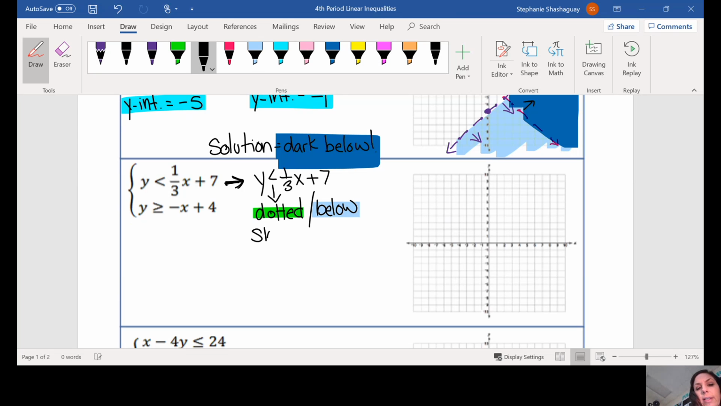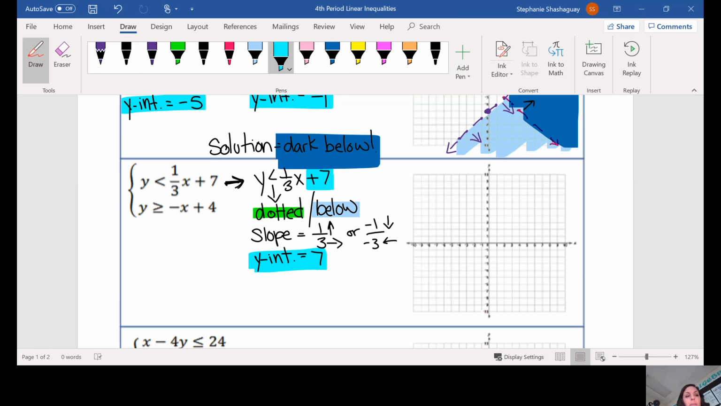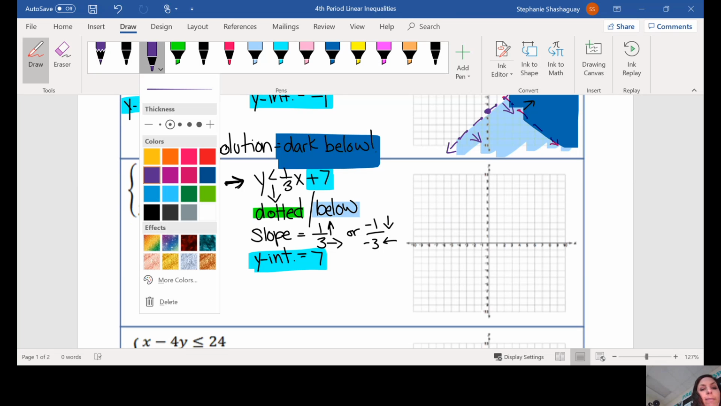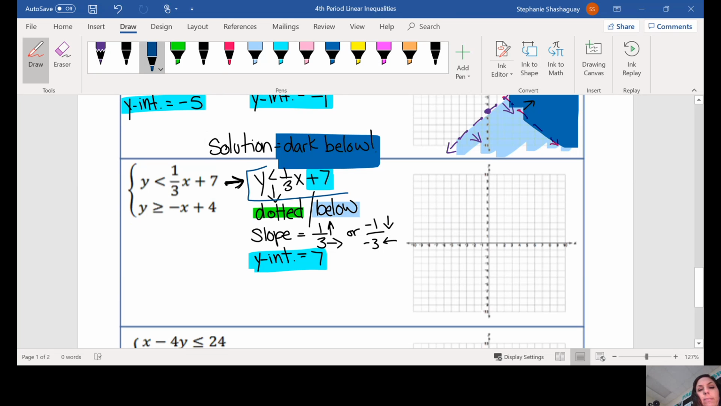The slope for this line is equal to 1/3. It's a positive 1/3, so we can go up and to the right, or it can be -1 over -3, which would be down and to the left. Okay, our y-intercept here is equal to 7. Okay, because of that positive 7, that constant that's on its own in slope-intercept form, that tells me my y-intercept. So because this one is shading below, I'm going to go ahead and graph this in my blue pen.